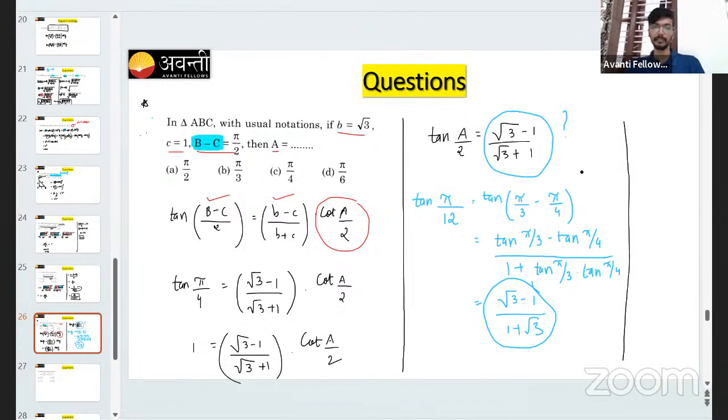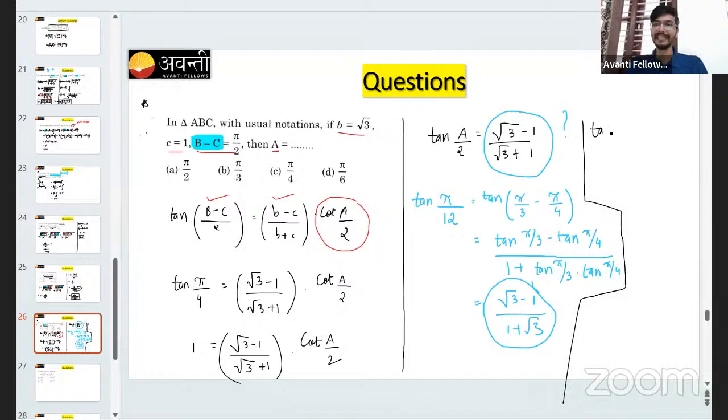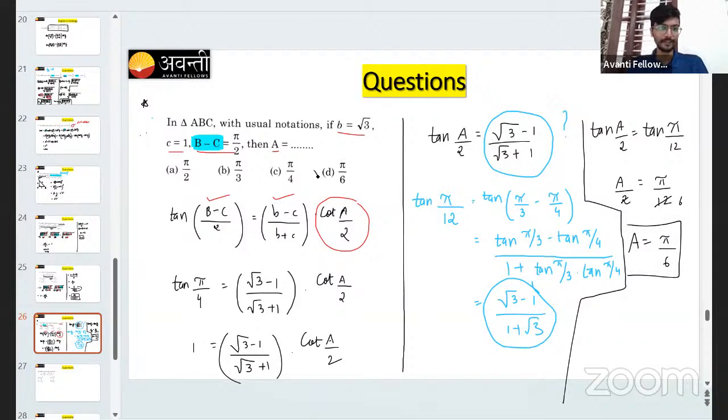So basically what did I get? I got tan A by 2 is equal to tan pi by 12. So that means A by 2 is equal to pi by 12. The 2 and 2 cancel, giving 6. So A is equal to pi by 6. Is pi by 6 there? Yes, it is option D. I hope you got it.